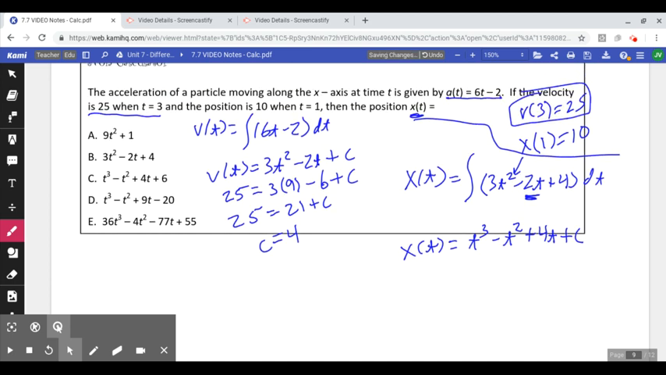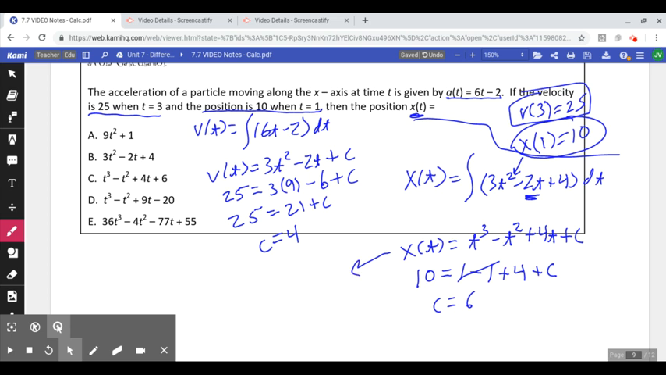We need to use our other given information, which is right here, and also listed in the prompt, that the position is 10 when t is equal to 1. So x of t is our position. We'll replace that with 10. 1 to the third is 1. 1 squared is 1. 4 times 1 is 4. And then we'll have our constant over here. So the 1 minus 1, those cancel. And then we'll subtract 4 from each side, making c equal to 6.